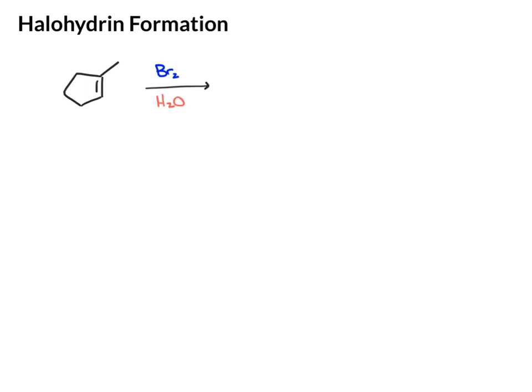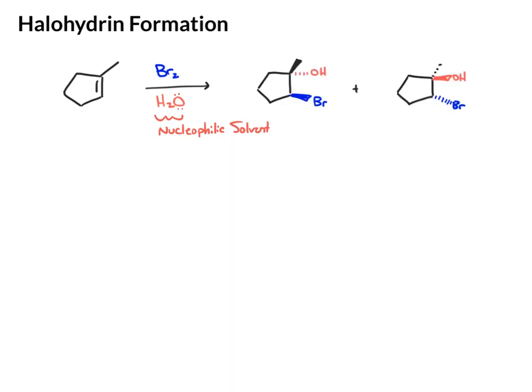In this case it's water, but what you should recognize about water is that we have oxygen, we have the lone pairs. This is a nucleophilic solvent. So what that ends up doing is it takes the place of the bromide that attacks in the second step. So in the products, we're going to end up with two stereoisomers.